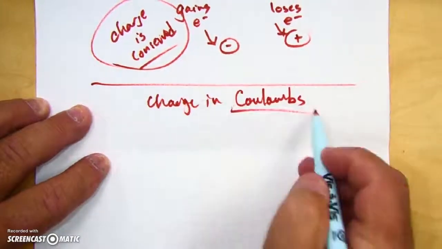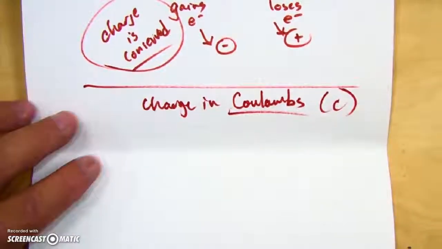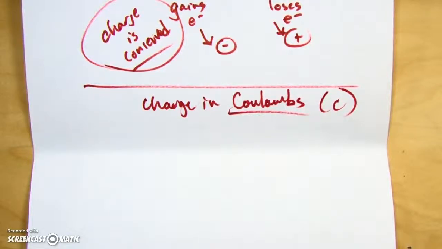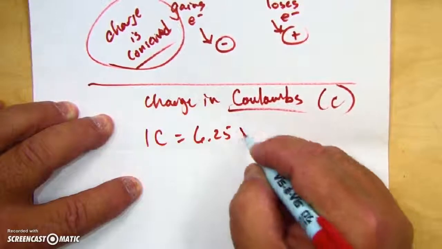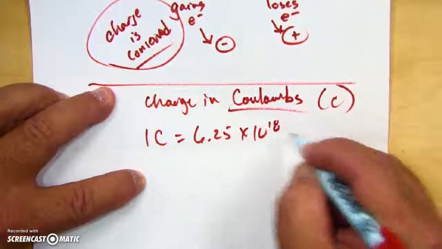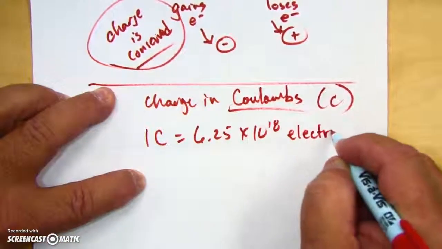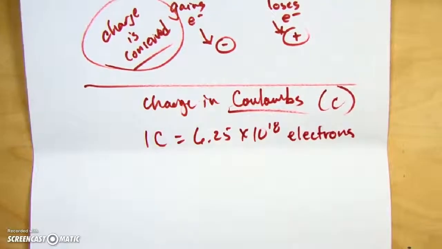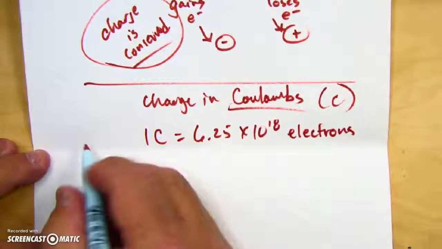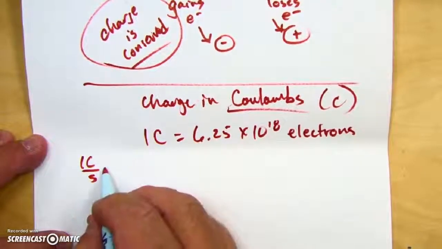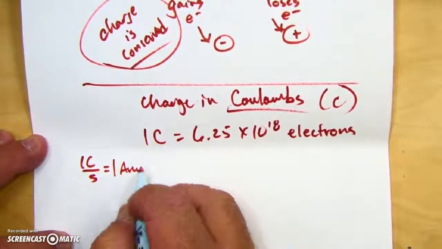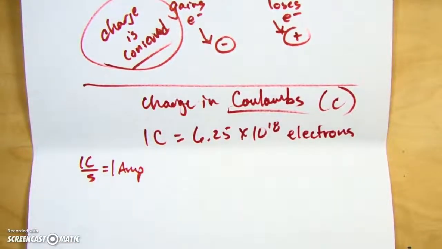It's measured in coulombs, which is abbreviated with a capital C. A coulomb is a very, very large charge. 1 coulomb is equal to 6.25 times 10 to the 18th electrons. It's a fairly large amount. What you may have heard of in your everyday conversations about the world is a coulomb per second, which is an amp. And when we get back to current electricity, we'll spend more time with that.